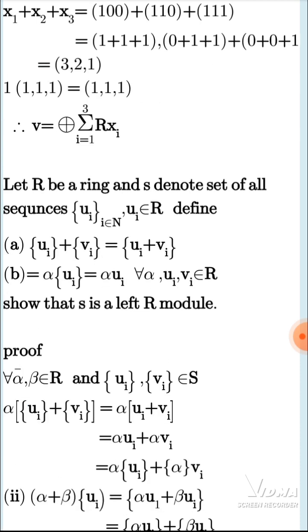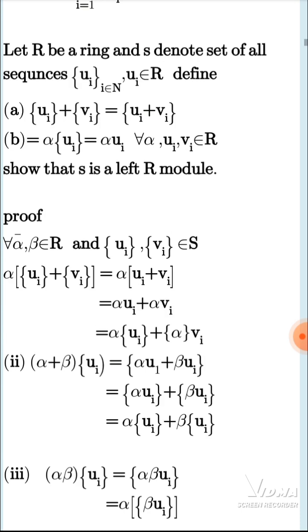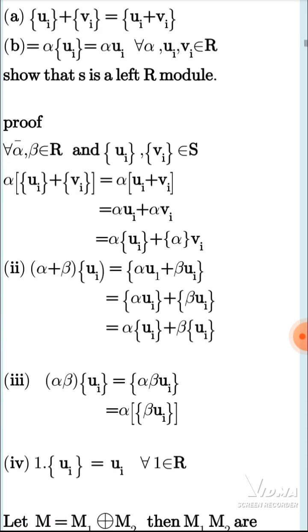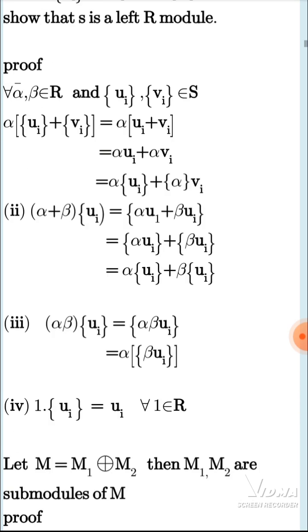So let R be a ring and S denote the set of all sequences. So defining both addition and scalar multiplication, we need to show that S is a left R module. So we recall all the axioms for modules and we apply them respectively, and at the end of the day we show that it is an R module.